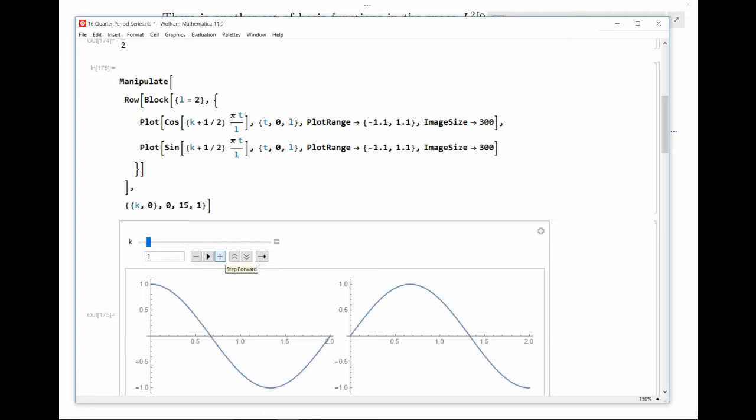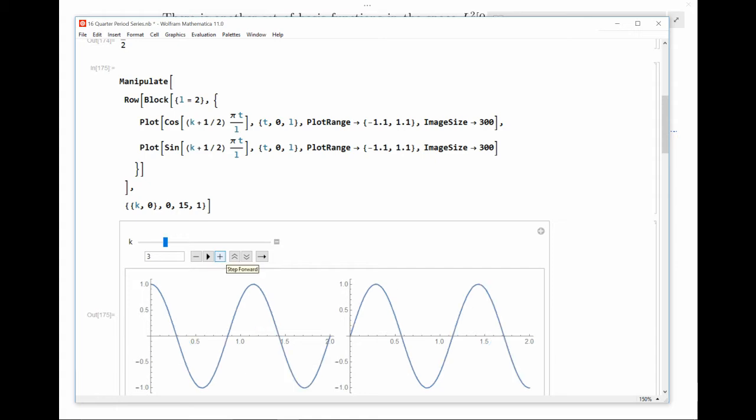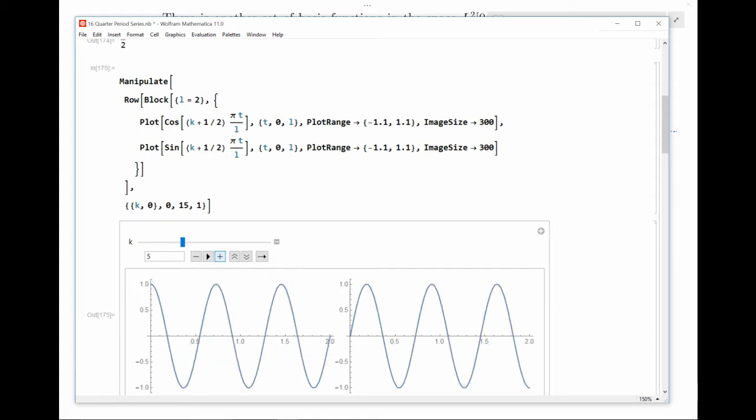Jumping k by 1, I see that what I'm adding is a half of the period for each function. So it's just 3/4 of the period of cosine and 3/4 of the period of sine. Increasing k again, I can see that I have 1 1/4 period for each one of the functions. And you can see how that increases by periods by a half. So I always have an odd multiple of quarter periods for each one of those functions.